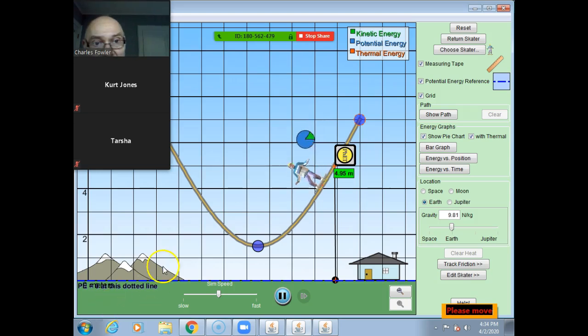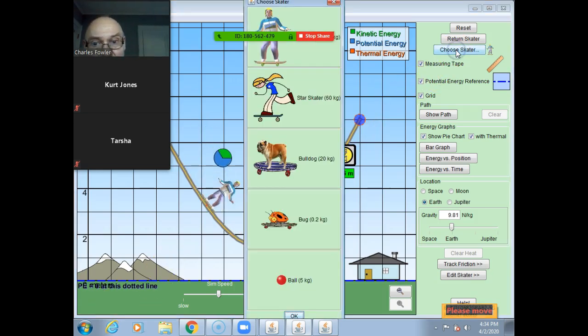When you've done that, go up here and choose a different skater. I don't care which one you did first or which one you do second. Just make sure it's a different skater. If you chose the guy at the top, you can use the star skater next, or the bulldog, or the bug, or the ball. I don't care. But whatever one you choose, different from before, record that skater's mass. Then you go through the whole process again.